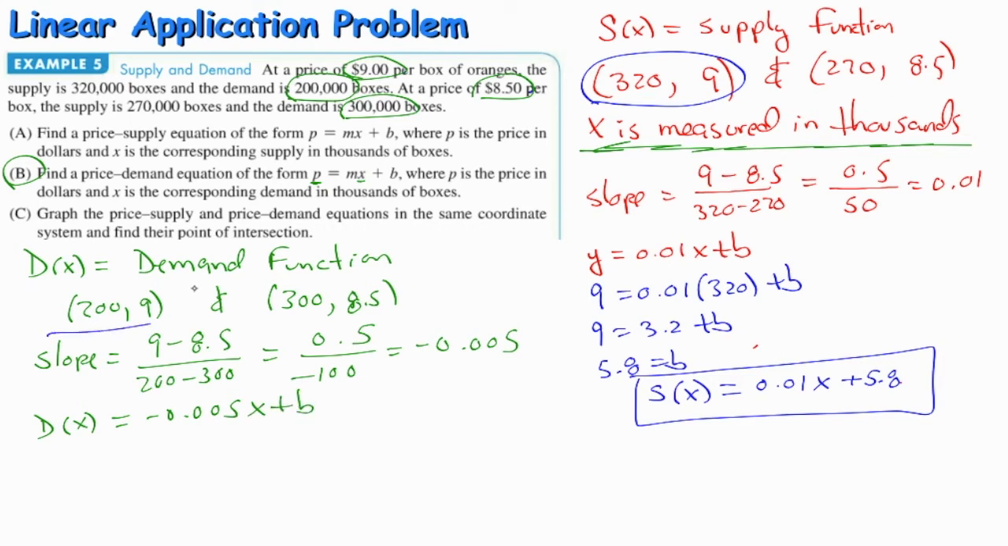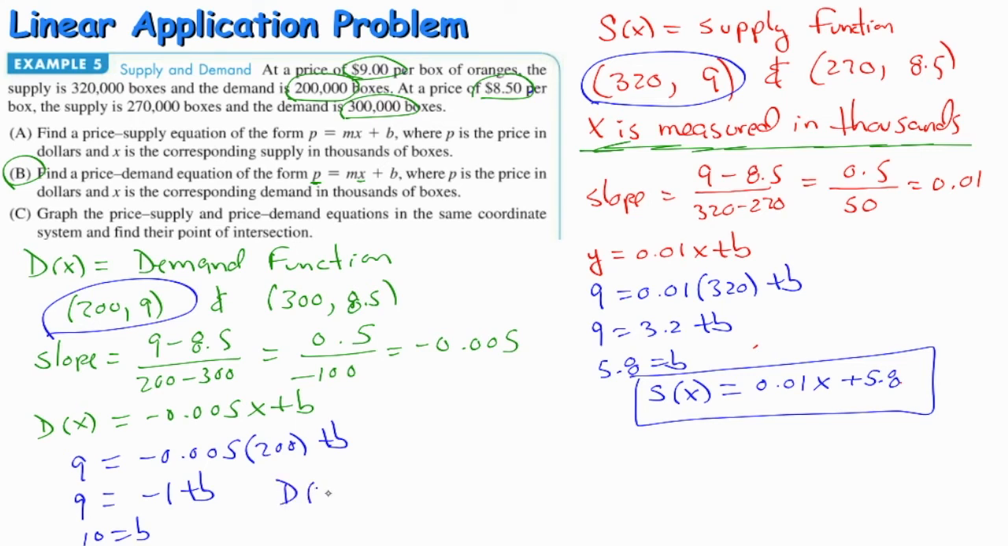We can choose any one of our known points, plug in the output of 9, multiply it by the input of 200 plus b. So 9 is equal to negative 1 plus b, or 10 is equal to b, and our demand function is negative 0.005x plus 10.